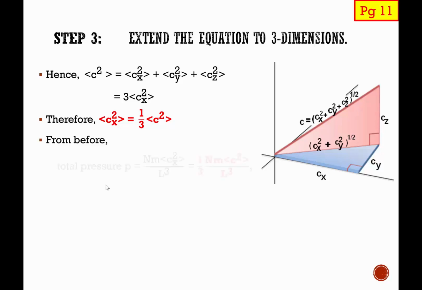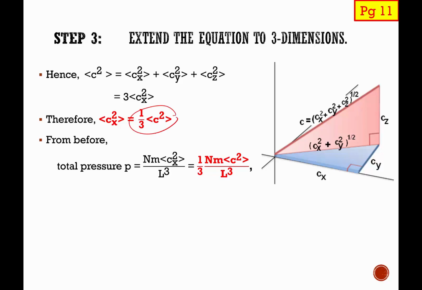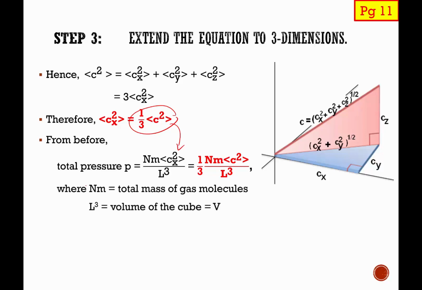So from before, our total pressure was given by nm cx square average over L cubed. So now we can substitute 1/3 c square average into this equation, and therefore we get 1/3 nm c square average over L cube, where n times m is basically the total mass of the gas molecules, because once again recall, m refers to the mass of one molecule. And then since I have n molecules of them, n times m gives me the total mass of the gas molecules. And then L cube is basically the volume of the cube, the cuboid space. So therefore, we'll let L cube be V.